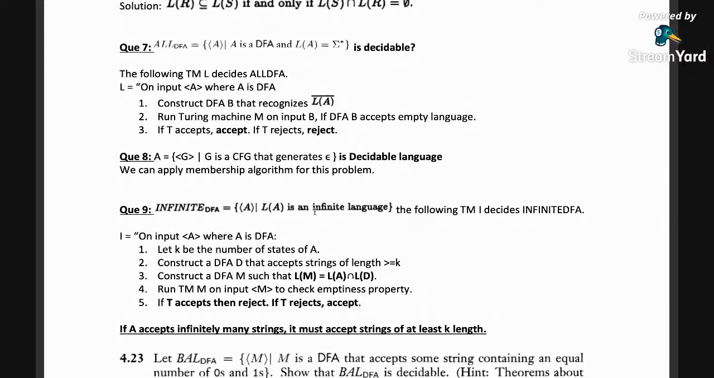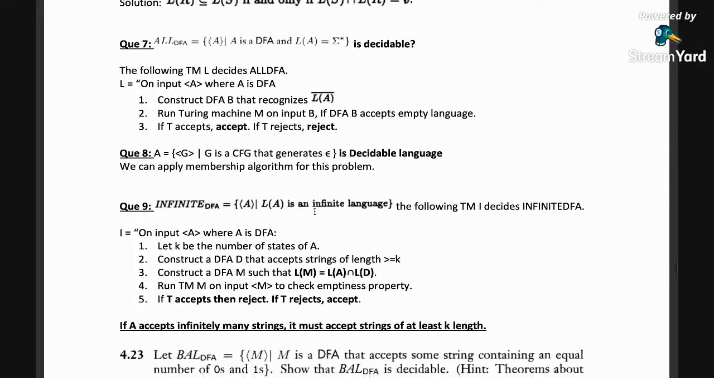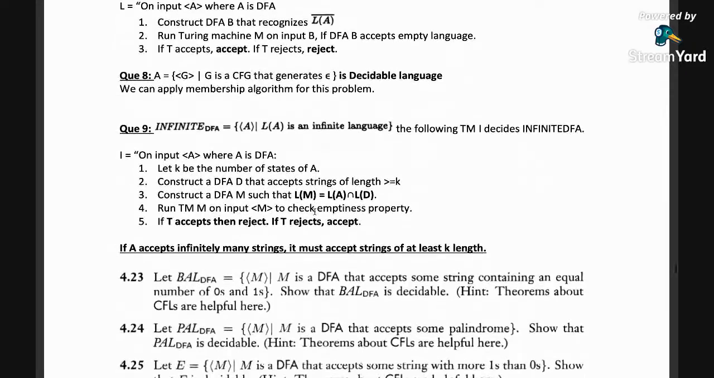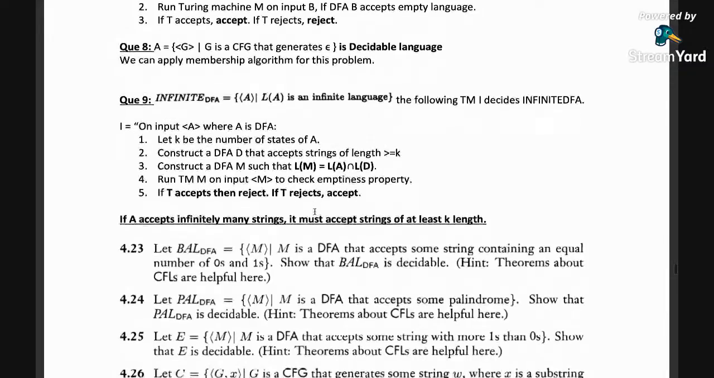A is a DFA and the language of A equals sigma star is decidable. G is a context-free grammar that generates epsilon is a decidable language. We can apply the membership problem.